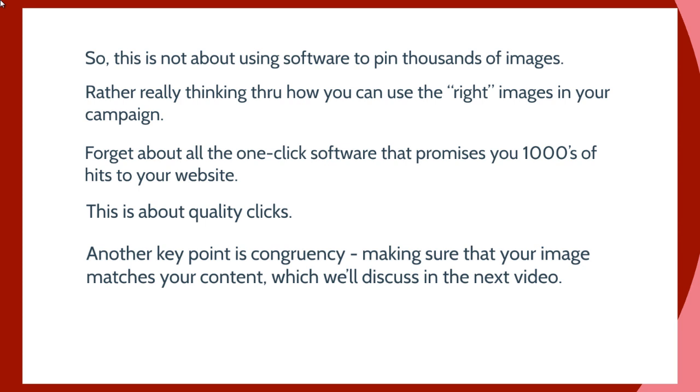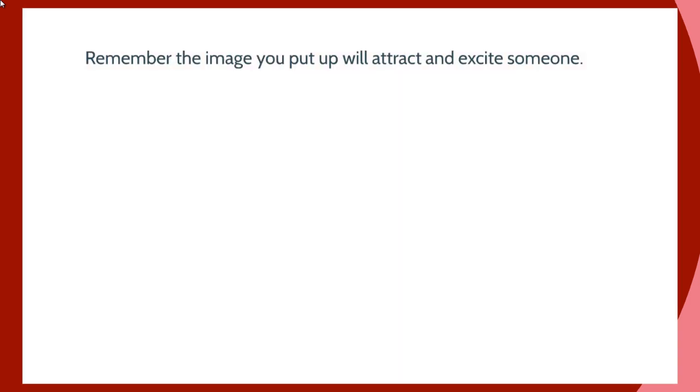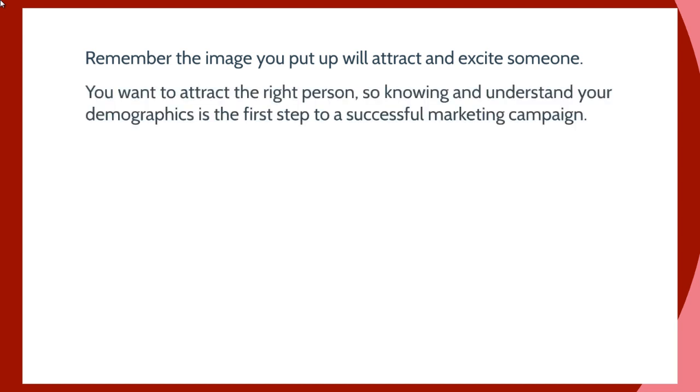So another key point here, which I've touched on, is congruency, which is making sure that your image matches your content, which we'll discuss in the next video. Now remember, the image that you put up will attract and excite someone. You want to attract the right person. So really knowing and understanding the demographics, or what the person you're trying to attract will look like, is really the first step to a successful marketing campaign.